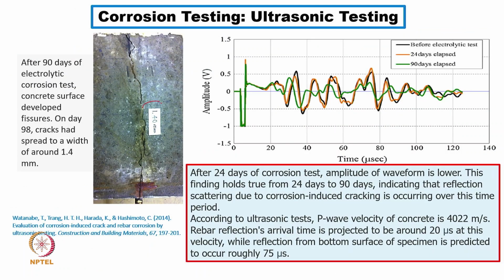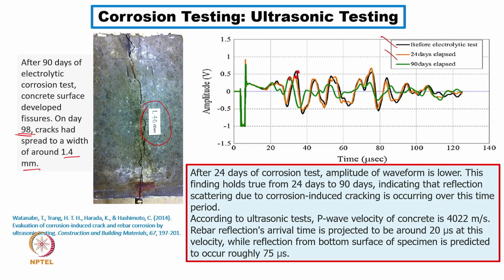They have shown the crack formation in this acidic situation or accelerated test. They got around 1.4 mm width crack after 98 days, and this is done. Now here you are able to see that before the electrolytic test, what response they were getting, the black color. After 24 days elapsed, there is a somewhat response change, slightly lesser. So you can see this is a peak, a black color peak, this is the orange color peak, and this is a green color peak.